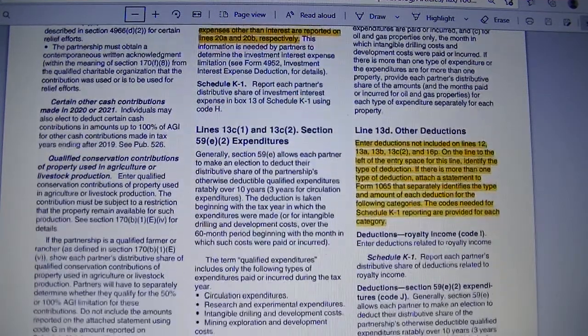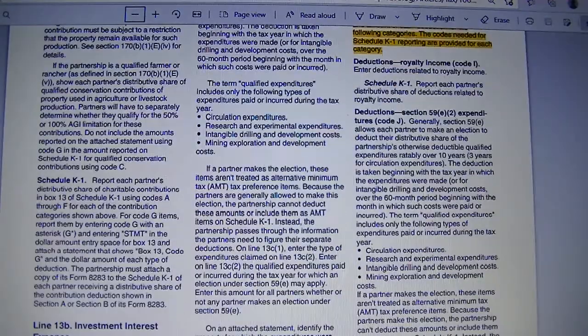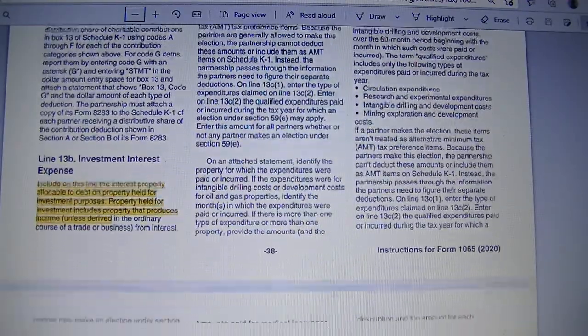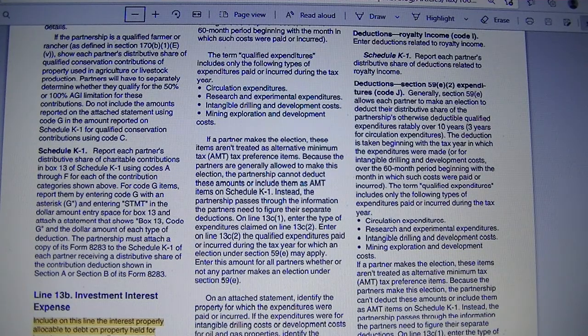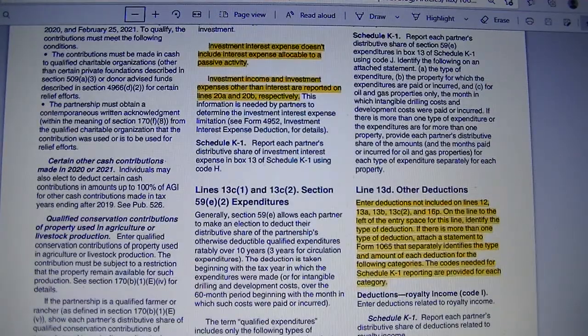But we are looking for line 13B. So they have investment interest. Include on this line the interest properly allocable to debt on property held for investment purposes. Property held for investment includes property that produces income unless derived in the ordinary course of a trade or business from interest. So if you have a mortgage on a property that produces income, the interest will go on line 13B, for instance.